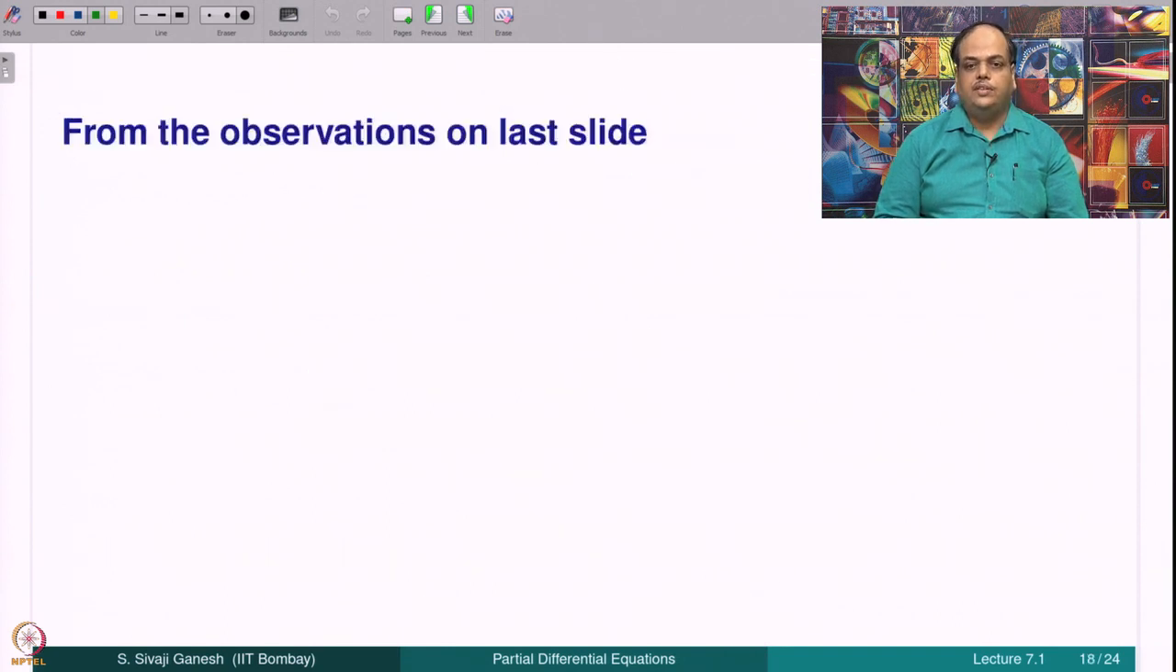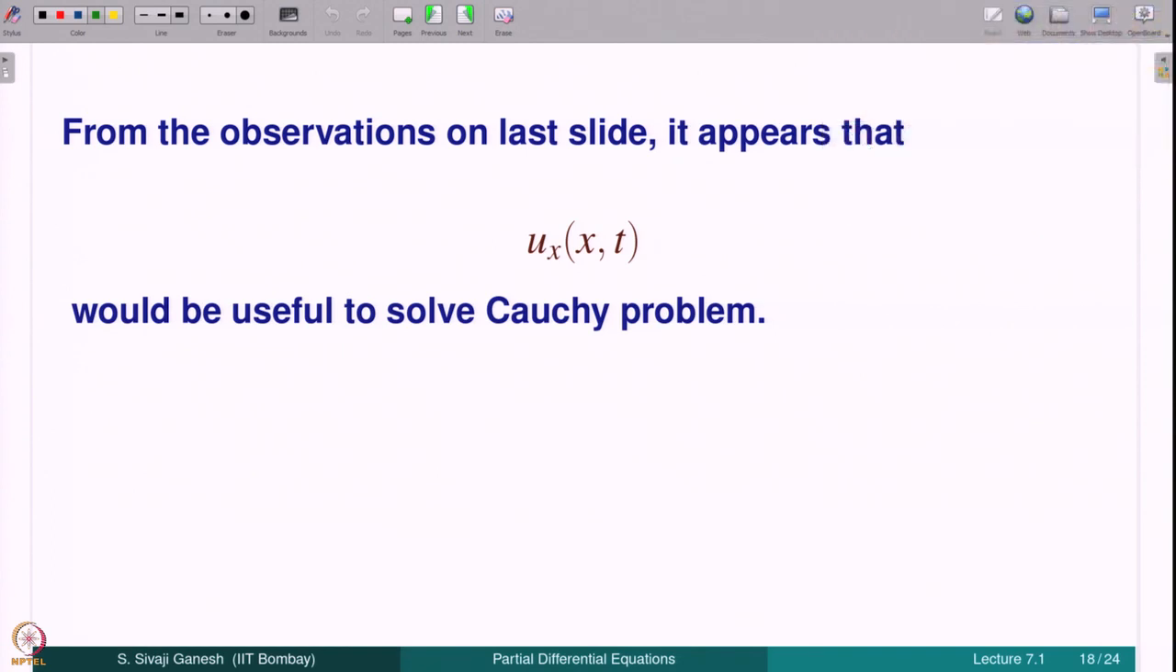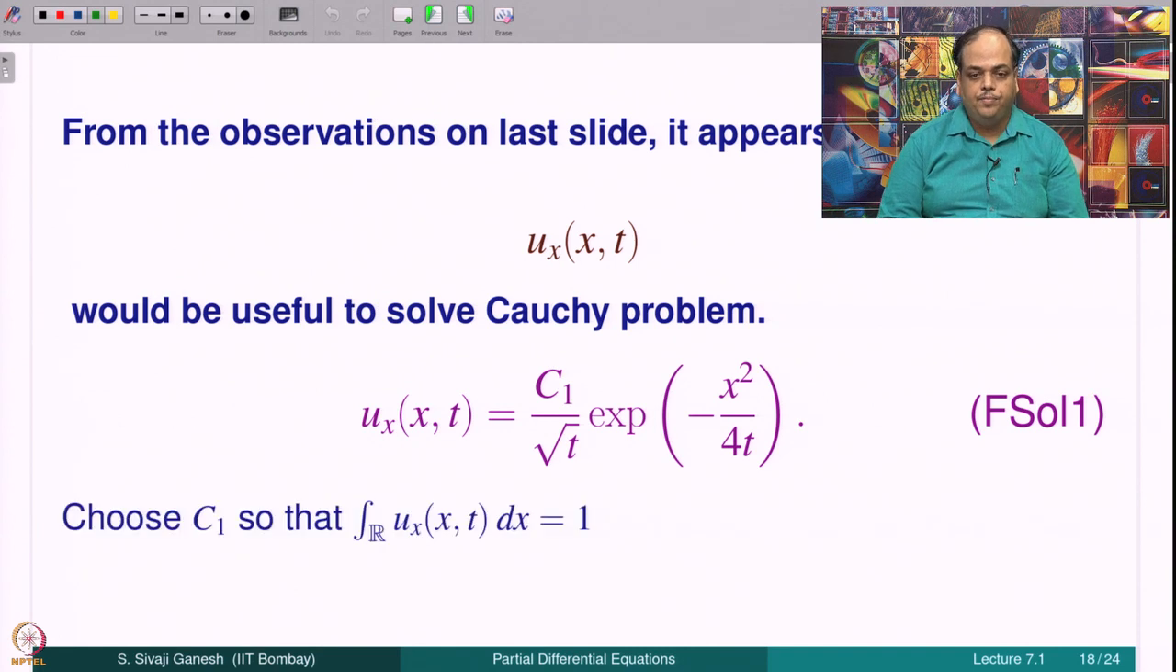So, from the observations on the last slide, it appears that u_x(x,t) would be useful to solve the Cauchy problem. u_x(x,t), of course, is a smooth function, there is no problem for t positive. What happens at t equal to 0? It looks like the Dirac delta function, a relative of that.